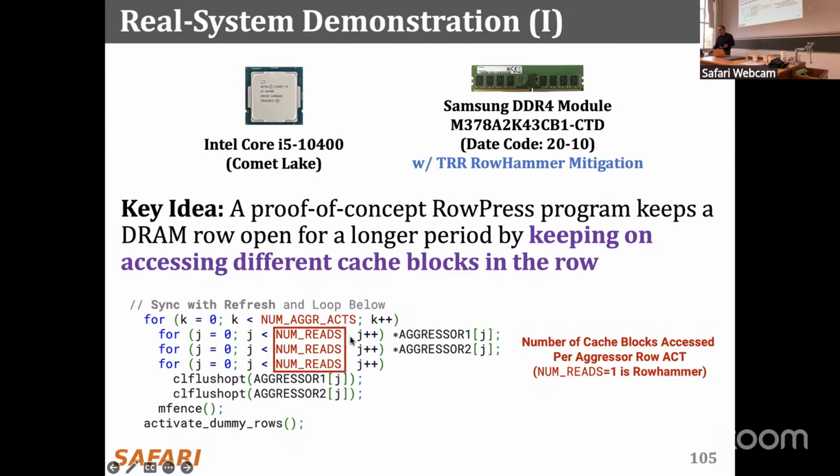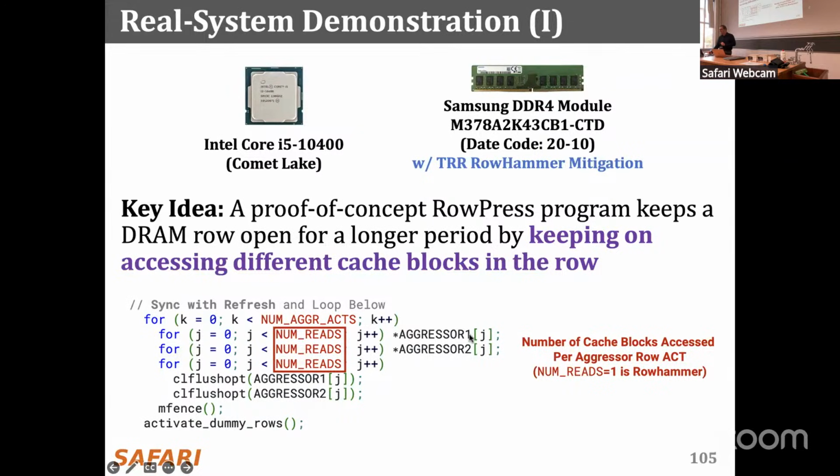Basically, this is a proof of concept program. These days, in order to induce a bit flip in a vulnerable chip, you need to jump through a lot of hoops, actually. So this is actually a very small example part of the program. You need to synchronize with the refreshes. So you're going to read some papers on the security attacks. Security attacks are actually hard, but this is the gist of the program.